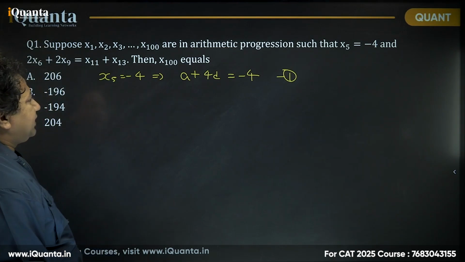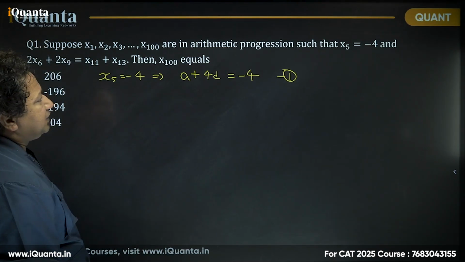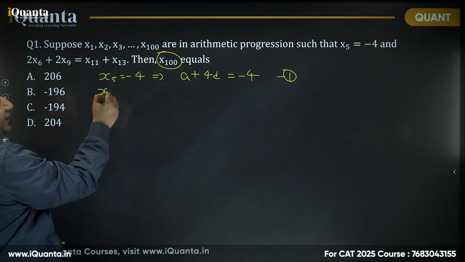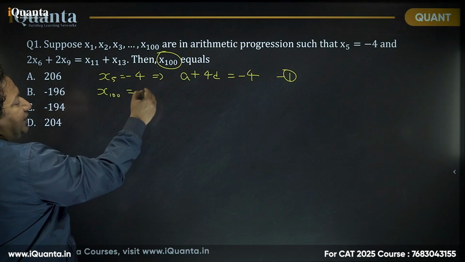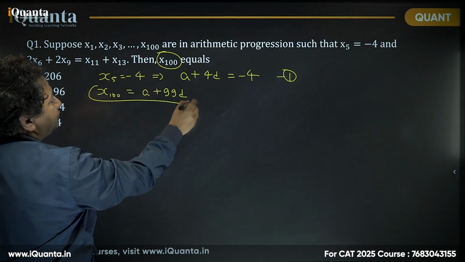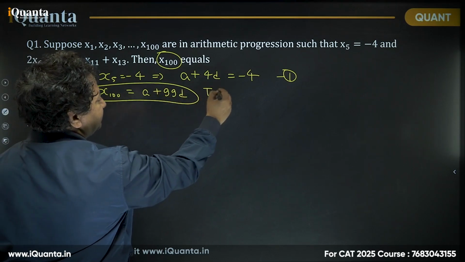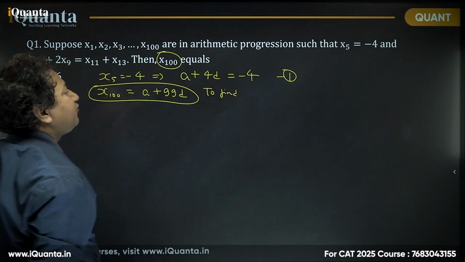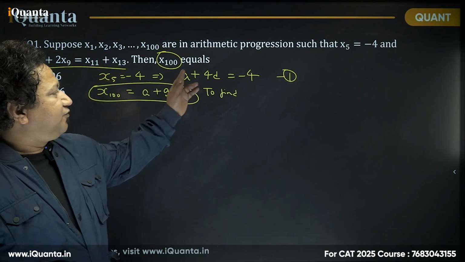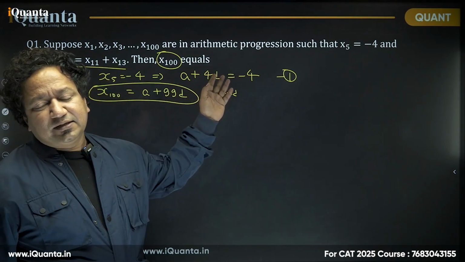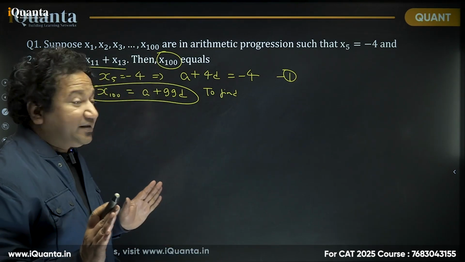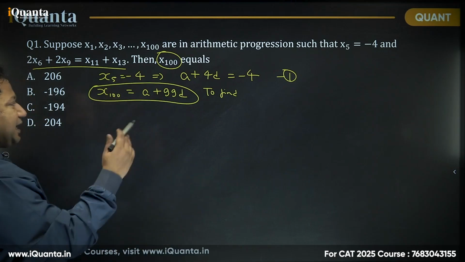All right. And this is what is given to us. And what do we have to find? We need to find x100. I'll just write it here, x100. This will be given by a plus 99d. This is what we need to find. Clear. What else is given to us? This is given to us. So as you can see, we have one equation and two variables. The number of equations should be equal to the number of variables. That is necessary so as to calculate both the variables.